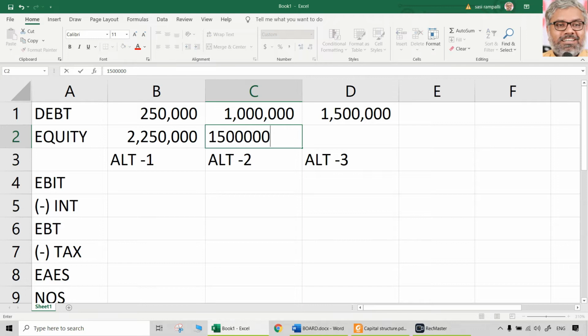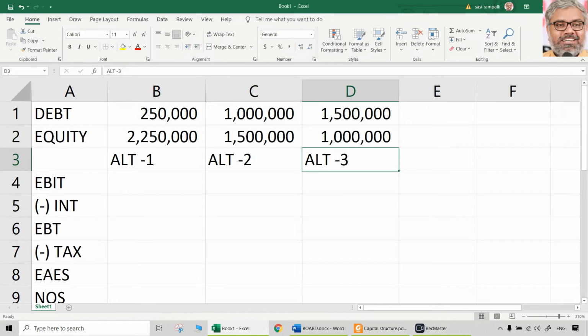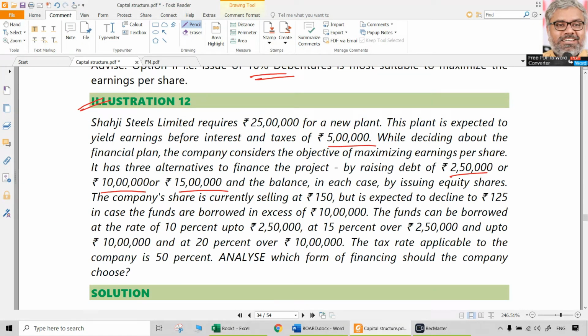In second option, 15 lakhs has to be raised through equity. In third option, 10 lakhs has to be raised through equity. Total in all cases of total financing that is required is 25 lakhs. That is the three different alternatives with debt and equity combinations. All of them are having debt also and equity also, but different proportions.